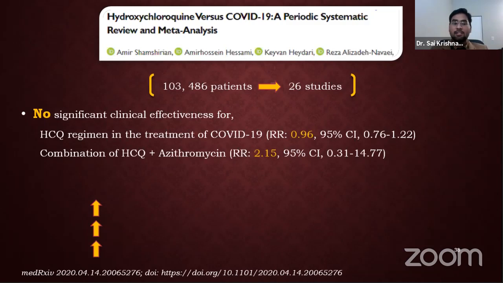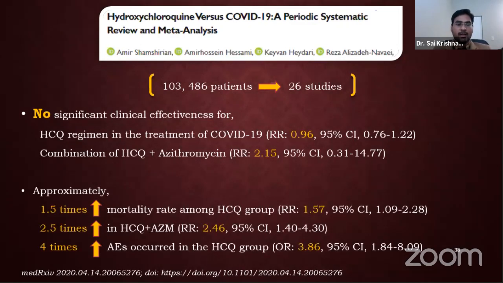If you look at the combination of hydroxychloroquine and azithromycin, as Donald Trump said, H works better with A, the outcome is still more worsened. The relative risk is 2.15, meaning the patients who received the hydroxychloroquine and azithromycin combination have a 115% higher risk of getting adverse drug reactions or not getting benefited from these drugs. They concluded that there is a 1.5 times higher mortality rate among the hydroxychloroquine group, and a 2.5 times higher mortality rate in the combination of hydroxychloroquine and azithromycin group.